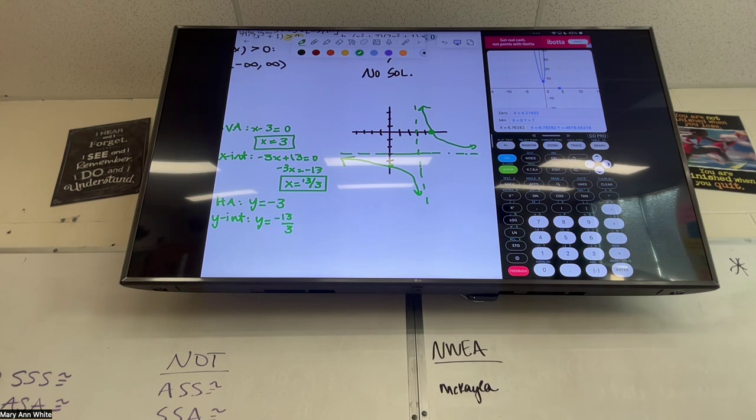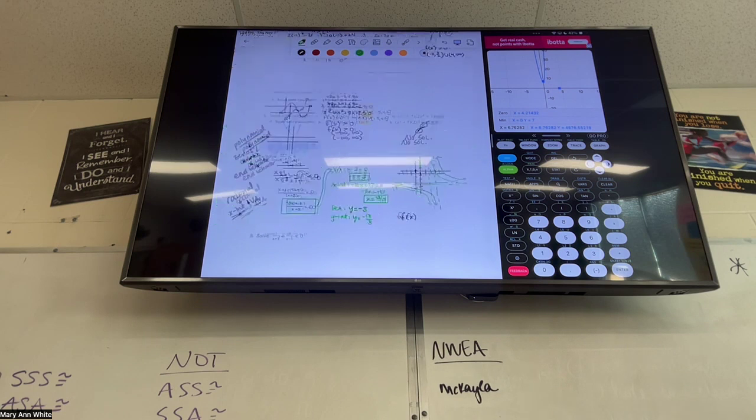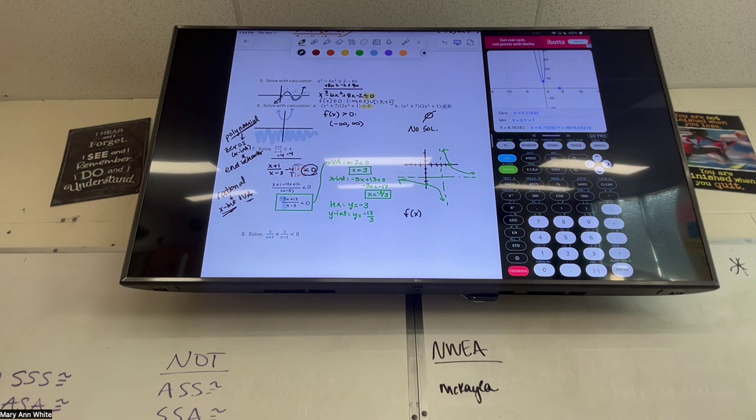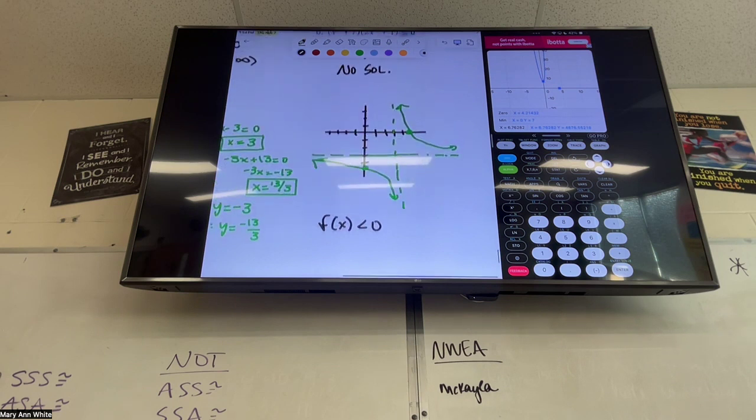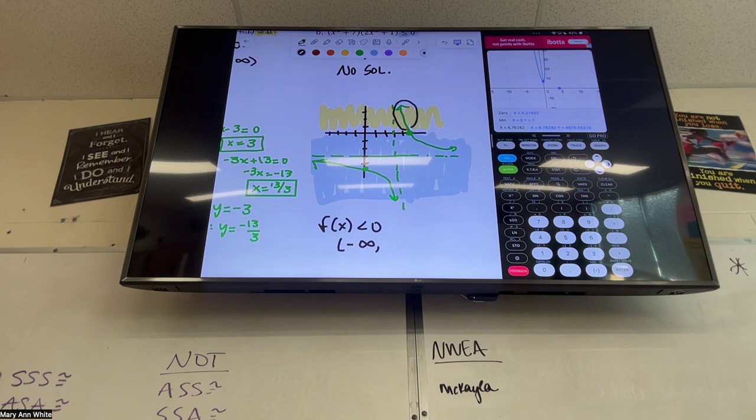Now, my equation says f of x must be less than 0. Remember that it's greater than 0 up here. It's less than 0 down here. Negative. Good. So negative infinity, when does it switch back up above to be positive? Not quite at 13 thirds. I see a positive up here. Where did that start at? Oh, 3. Why is it starting at 3?